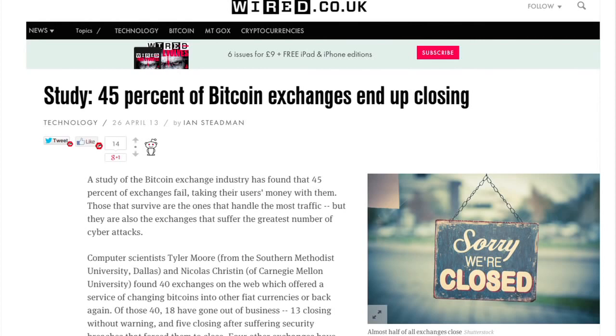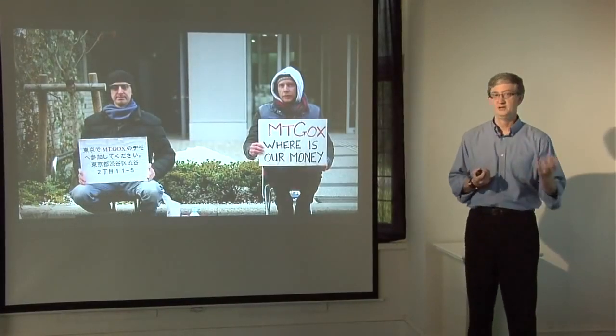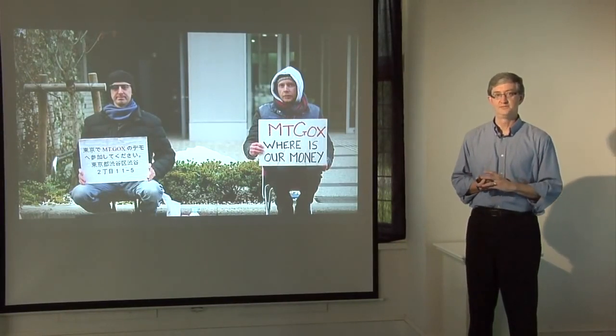The most famous example of this, of course, is Mt. Gox. Mt. Gox was at one time the largest Bitcoin exchange, and it eventually found itself insolvent, that is, unable to pay out the money that it owed. And Mt. Gox was a Japanese company, and it ended up declaring bankruptcy, leaving a lot of people, including these two gentlemen, wondering where their money had gone.